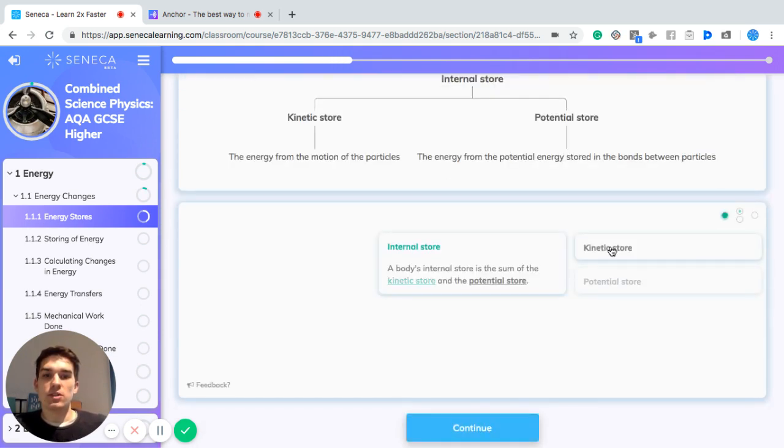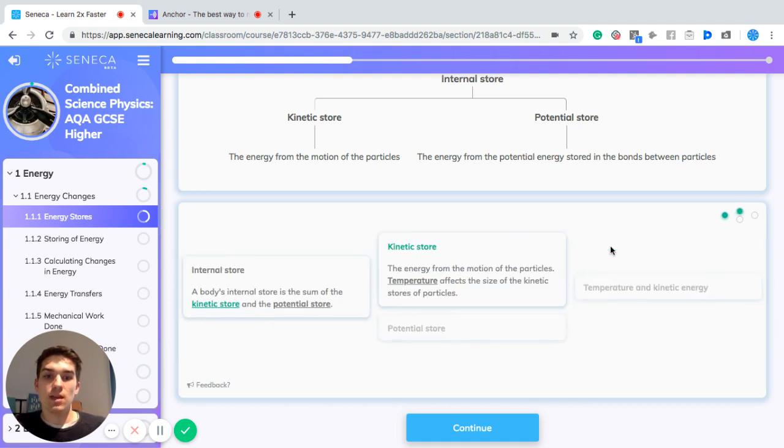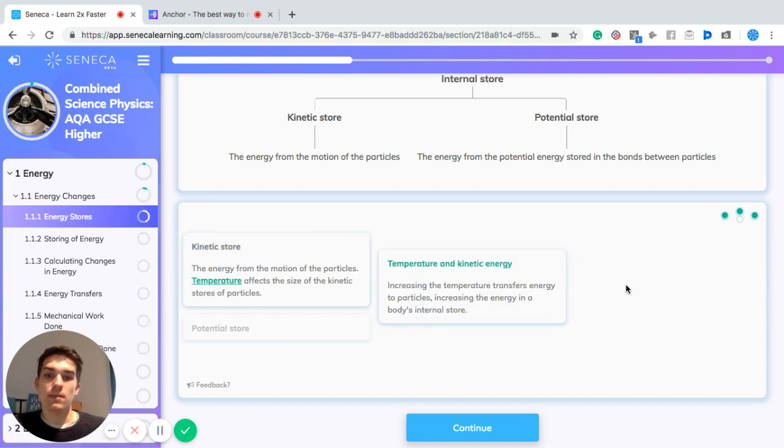So to run through that one more time, the internal store is the sum of the kinetic store and the potential store. The kinetic store is the energy from the motion of the particles, and temperature affects the size of the kinetic energy of the particles. So increasing the temperature transfers energy to the particles, and that increases the energy in that body's internal store. And remember, when we talk about a body, that's just an object.